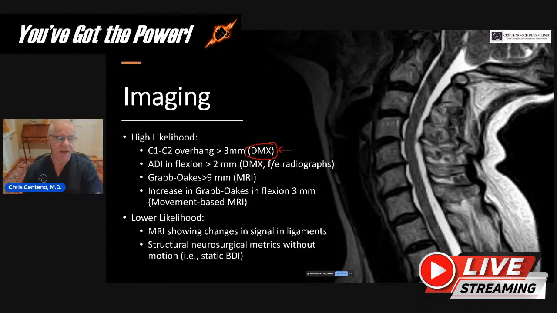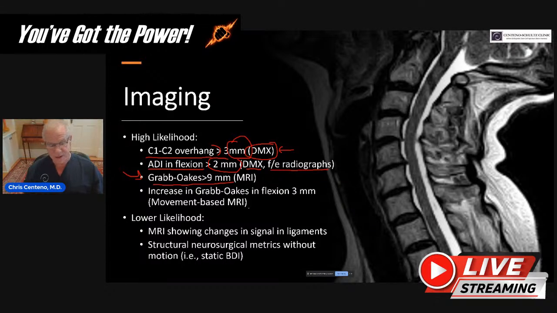Then the most common finding would be C1, C2 overhang over 3 millimeters. And then we've got atlantodental interspace inflection over 2 millimeters. And that can either be on DMX or just on routine flexion extension X-rays. Then we've got clivo-axial angle, which is something that we can see on MRI. And that's a static measurement over 9. And then we can see an increase of more than 3 millimeters on a movement-based MRI.